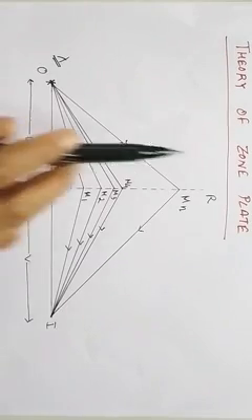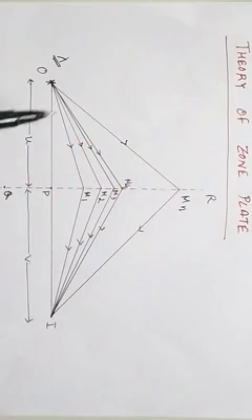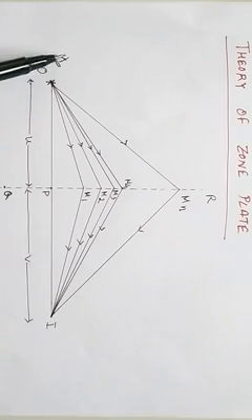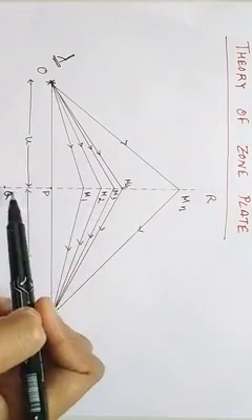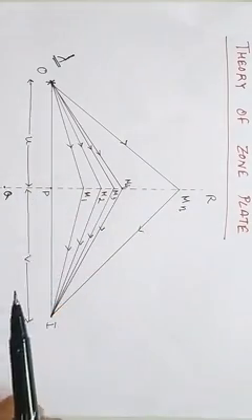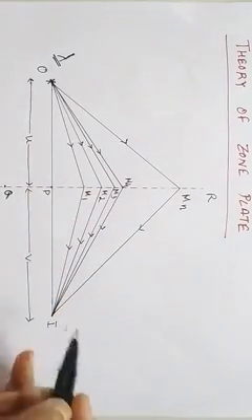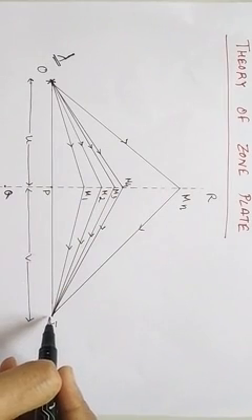So now we'll discuss the theory of the zone plate. Suppose O is the point source of a monochromatic light of wavelength lambda. Along this line, suppose RPQ, a zone plate is placed. Then we will observe that at I there will be a bright image.